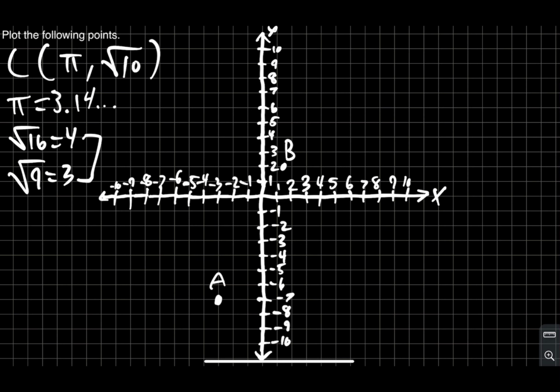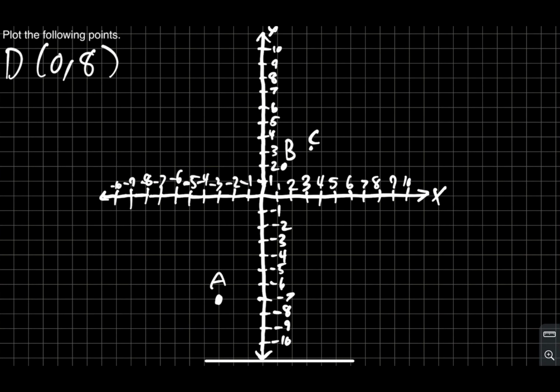So for our x, it's going to be 3.14. So 3.14 is going to be closer to 3 rather than it is to 4. And then the y value is going to be in between +4 and 3. It's going to be closer to 3 since square root of 10 is closer to square root of 9 than it is to the square root of 16. So your point is going to be approximately right about here. That's going to be point C.